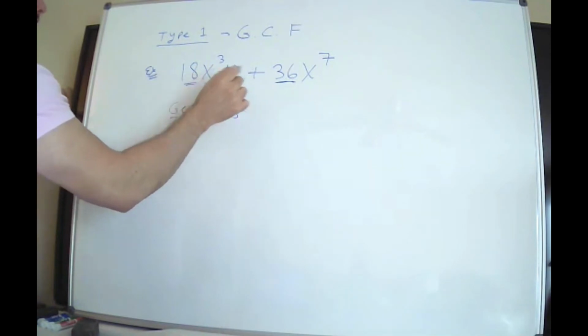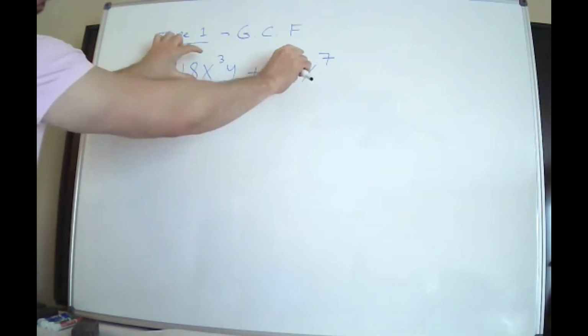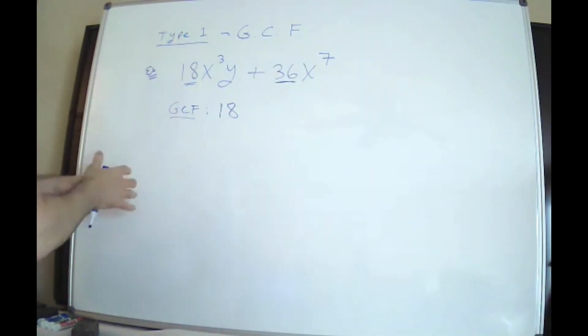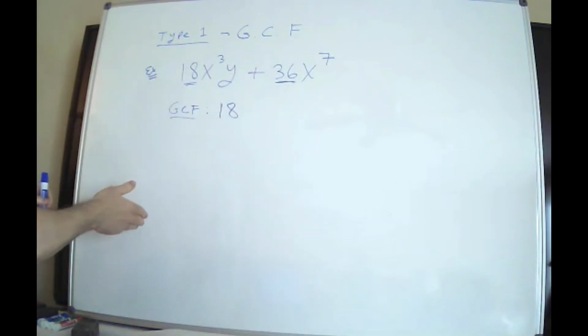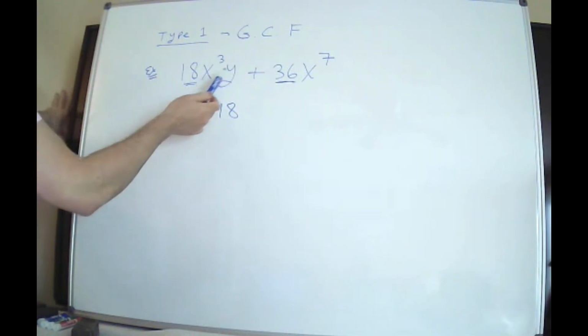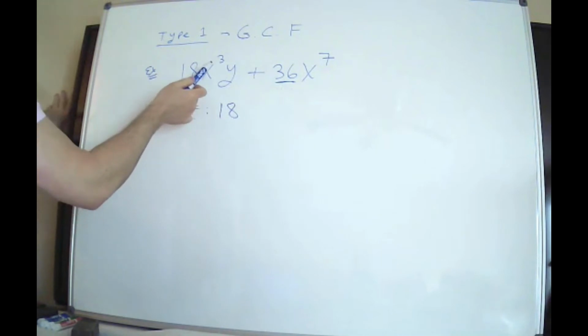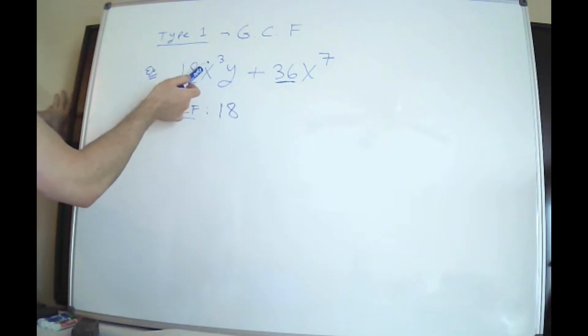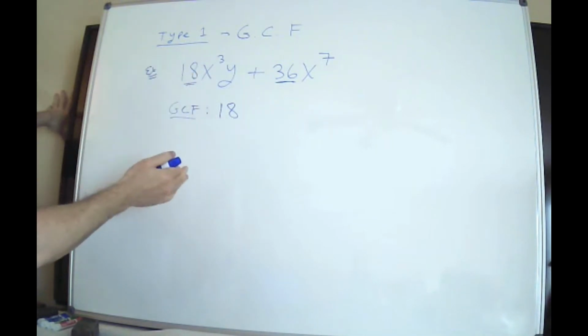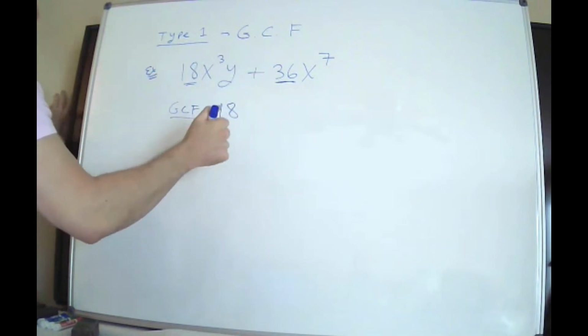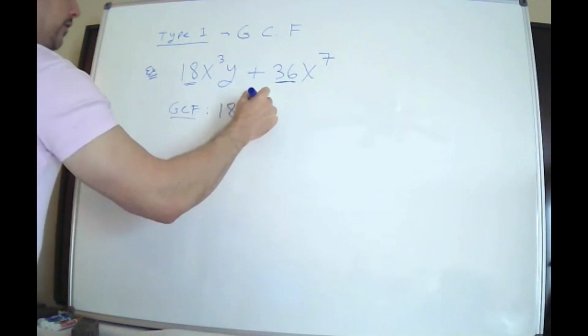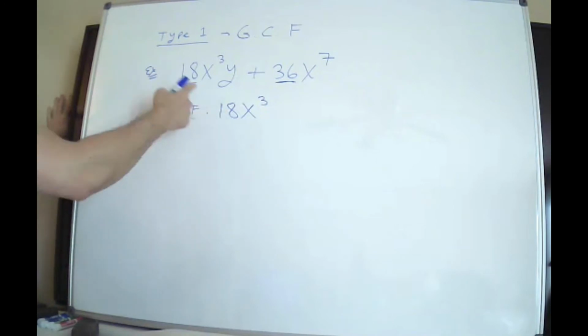This one has x cubed. This one has x to the seventh. I'm trying to take away the same amount from each of them. So he only has 3, but he has 7. I can't take 7 away from 3. So the largest that you can take from each of them at the same time would be x cubed. So this is what you're going to divide away.